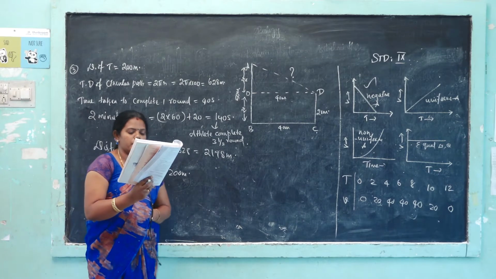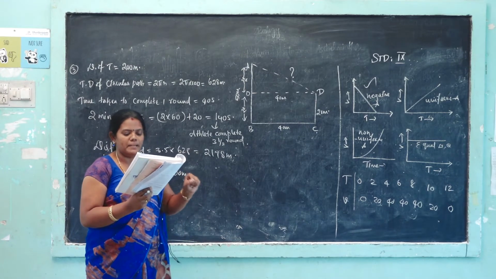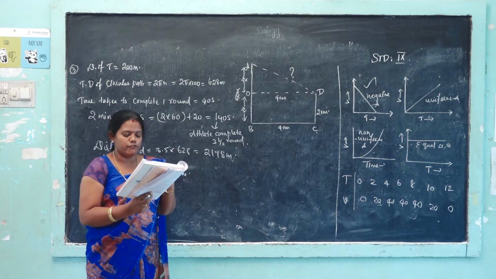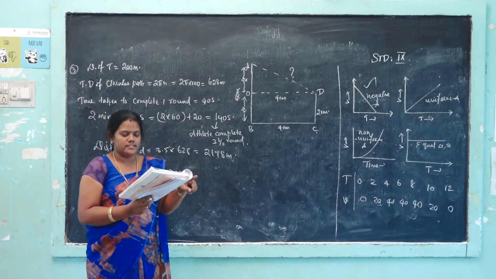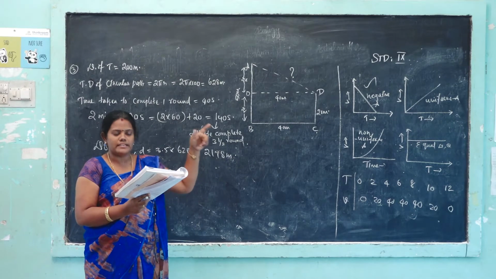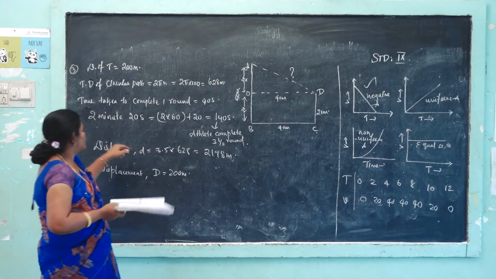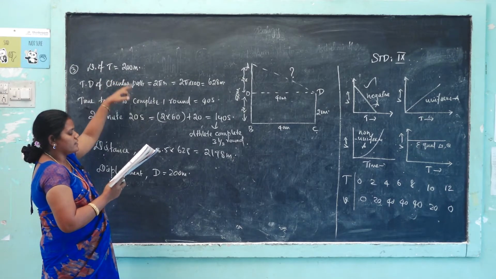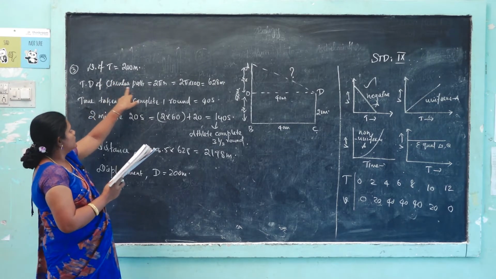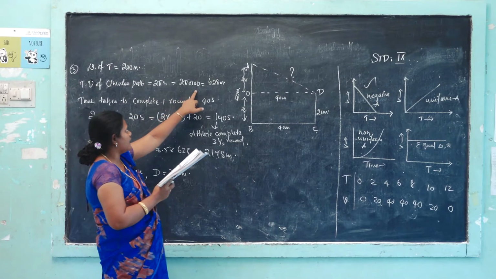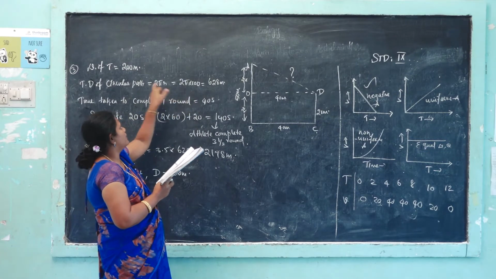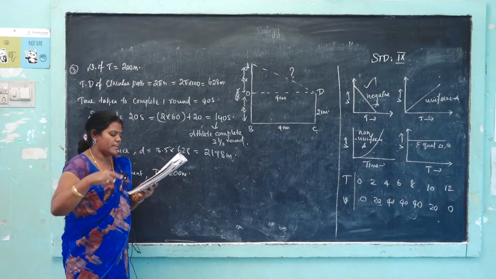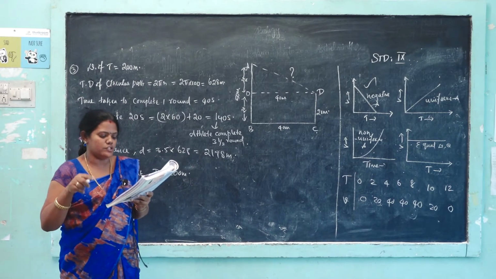Then next I will go for the third problem. I read the problem first. An athlete completes one round of a circular track of diameter 200 meter in 40 seconds. One athlete is running on the track. The track diameter is 200 meter. The total distance of a circular track is 2 pi r, so 2 pi into 100. Substitute the pi value and we easily calculate 628 meter. So the athlete completes one round of the circular track of diameter 200 meter.